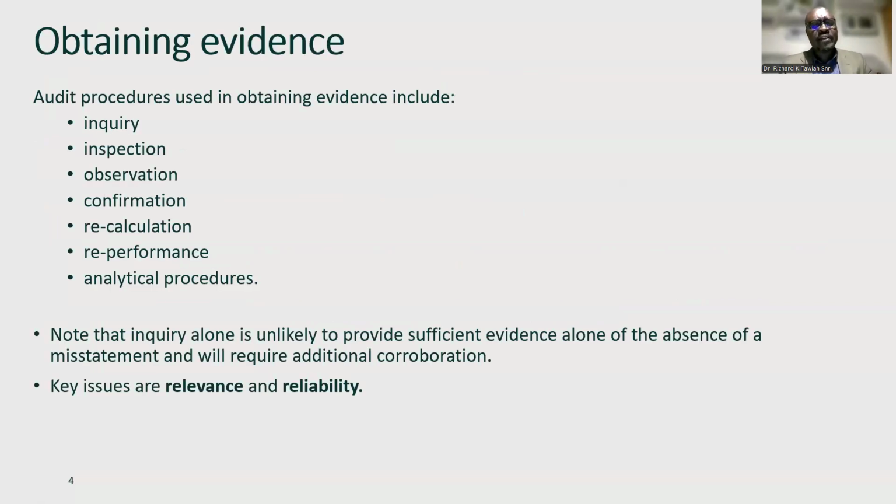Now, in gathering audit evidence, we can use a number of approaches: inquire, talk to them, inspect, observe. We'll be looking at these one after the other. Confirmation, recalculation, reperformance, and analytical procedures. You have to use a combination of these to corroborate your evidence. The combination of these is quite important.